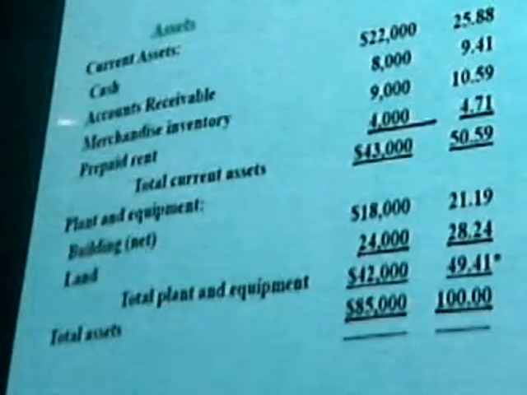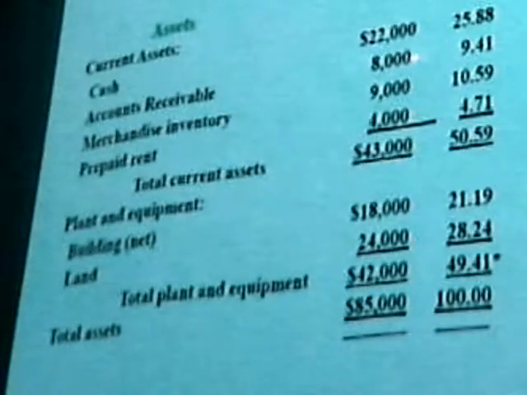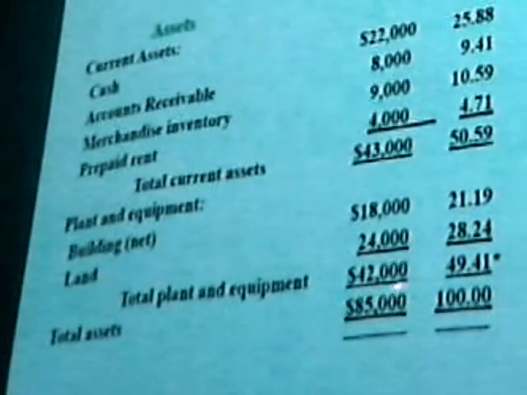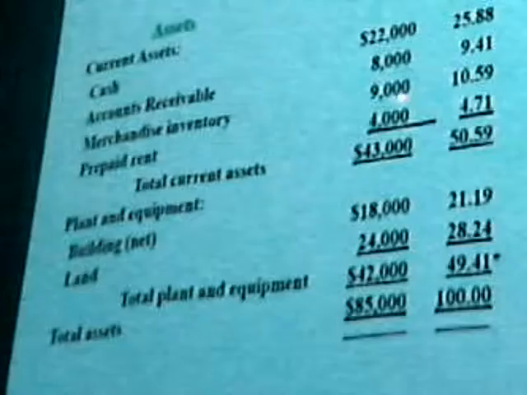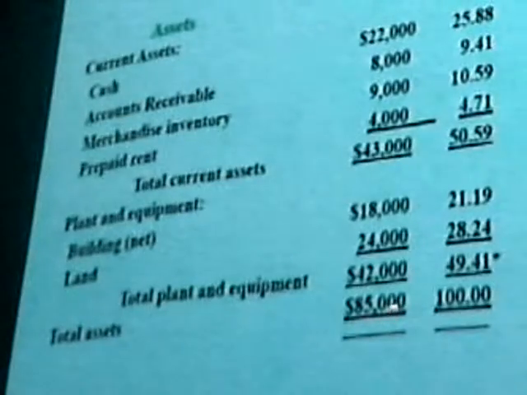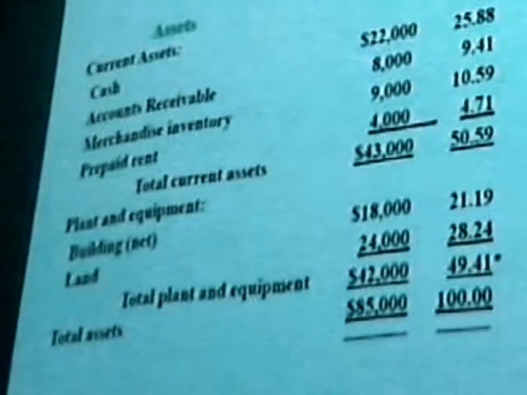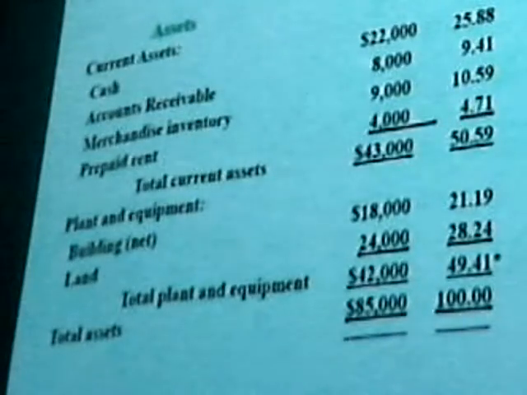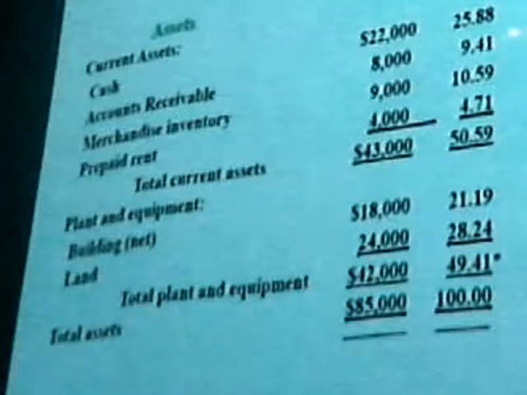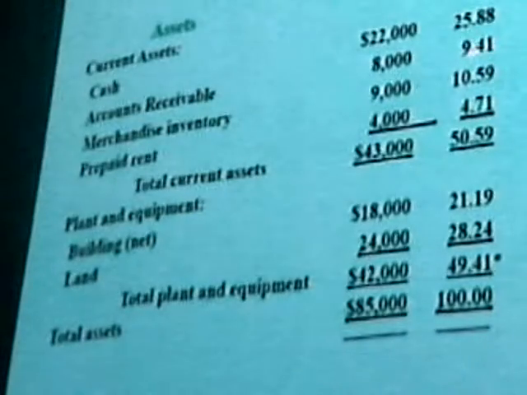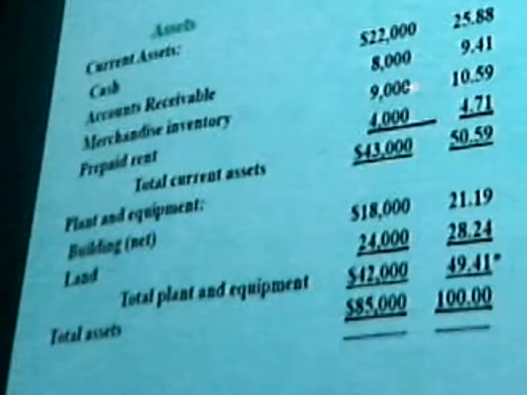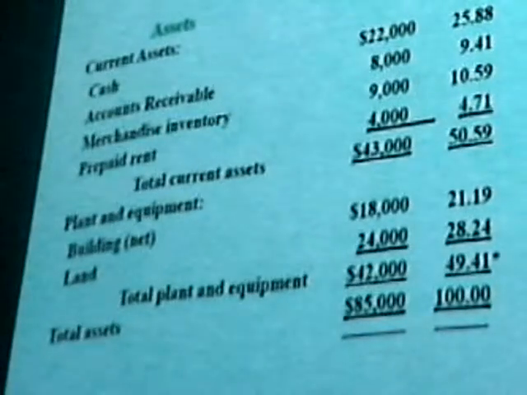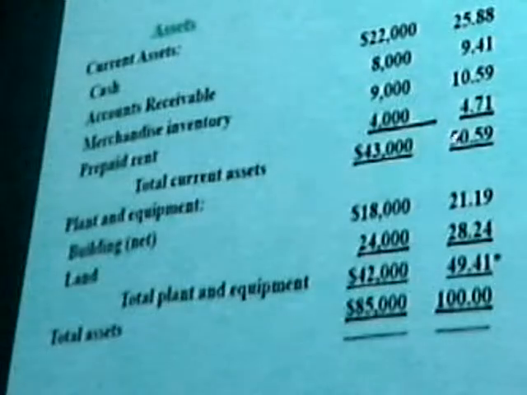Watch the next one. Accounts receivable, 8,000 divided by what? 85. Right, but that's not what I'm asking. So the account name divided by the total assets. So the asset account divided by the total assets. That's what I would call the formula. The next one, and that's how you got this answer, 9.41%. The next one, 9,000 divided by 85,000. See how simple that is? And you just go all the way down and you fill in this column.